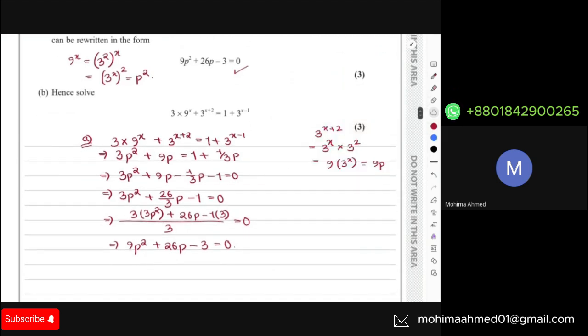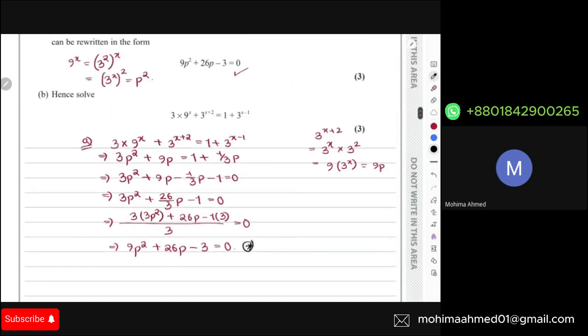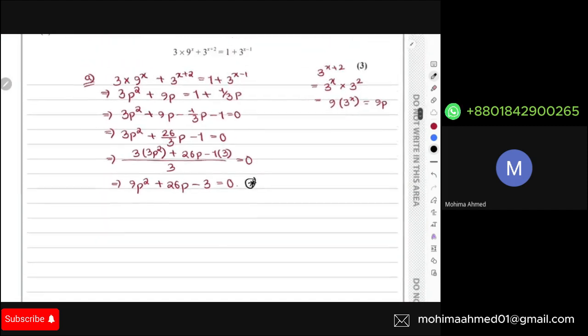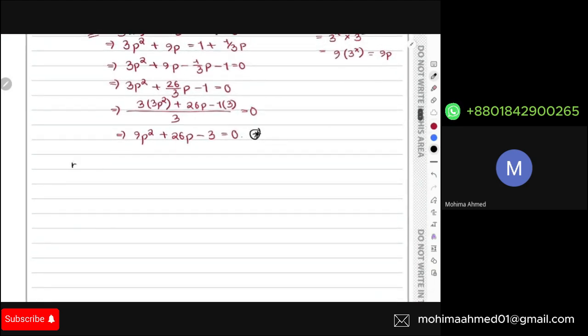Okay, so this is it. We are done with the shown part, and for this next part, we just have to do middle term over here, right? Hence, solve this. So in order to solve this, we have 9p square plus 26p minus 3, equals 0. Can anyone find me the factors of this equation? What are the roots for this equation? Use your calculator and try to find out the roots for these equations.